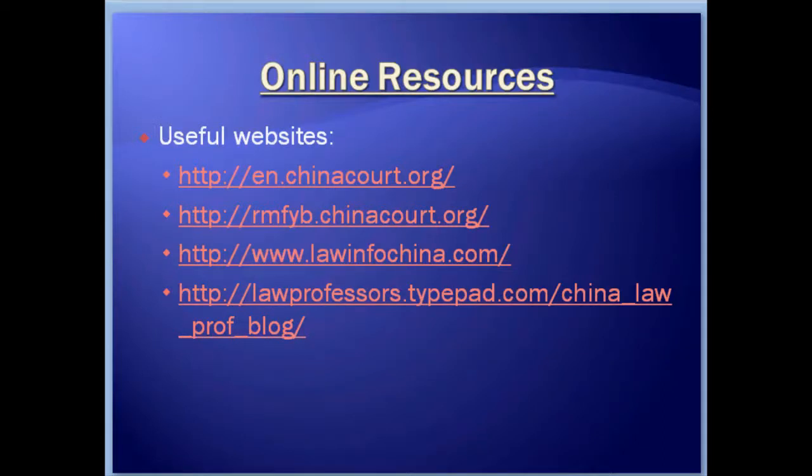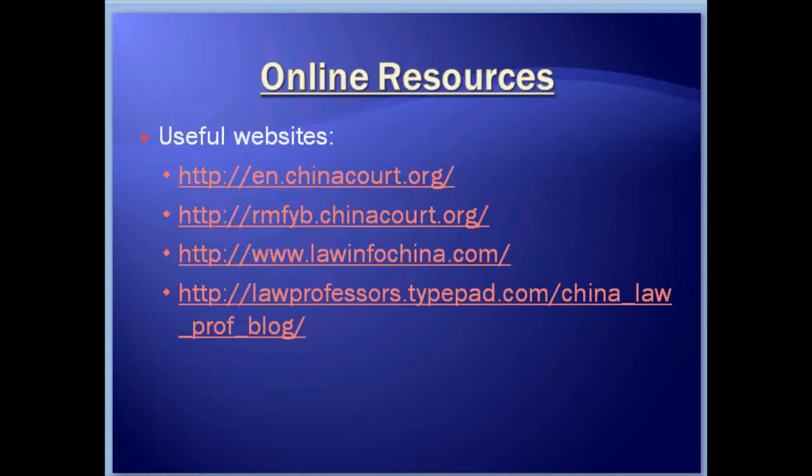The last one is the Law Professor. It's a law blog edited by Professor Donald Clark, who is a law professor at George Washington University Law School. This website has the latest updates on China law, news, and legal profession information. For example, if you want to find some law research scholarship regarding China law or law profession recruitment information, you should go to this website.